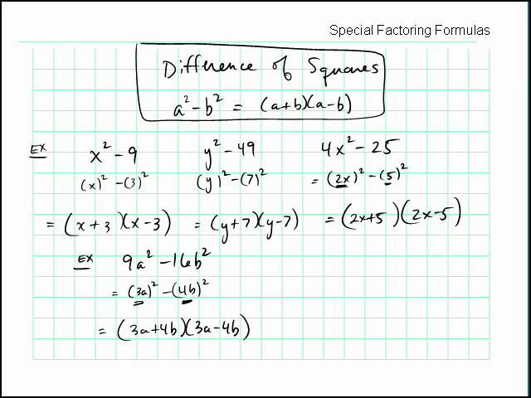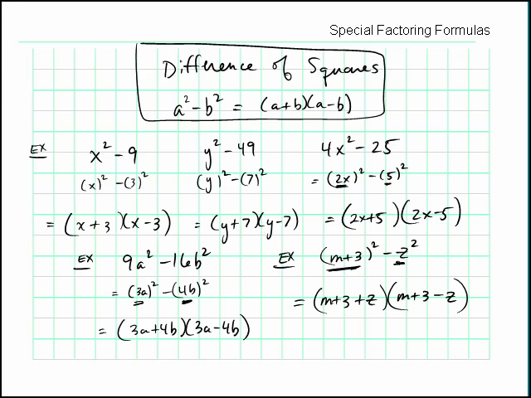Okay, now let's look at one that's a little bit different here. m plus 3 squared minus z squared. Okay, this is a difference of squares. You've got this m plus 3, which is being squared, minus this z squared. And so I'm just going to follow the pattern just like I've been doing. It's going to be m plus 3 plus z, and then m plus 3 minus z, and we have it factored.